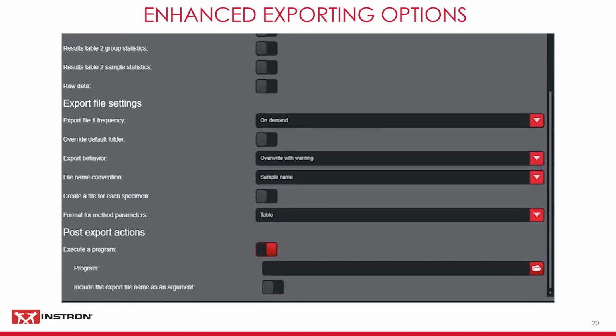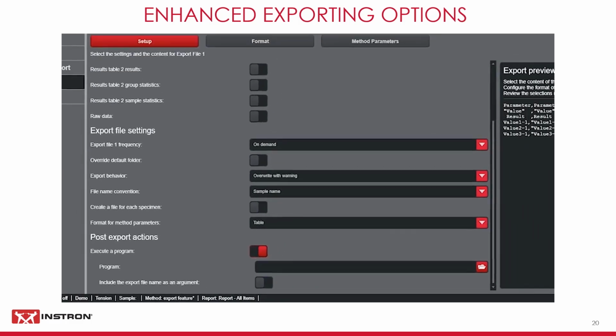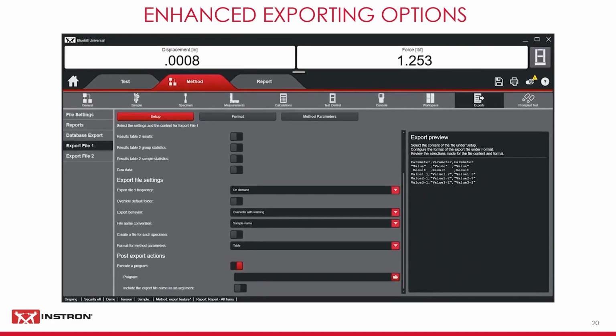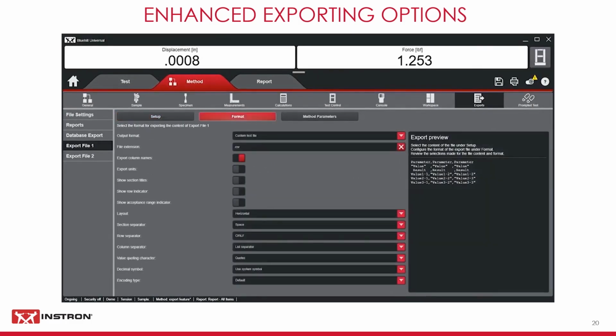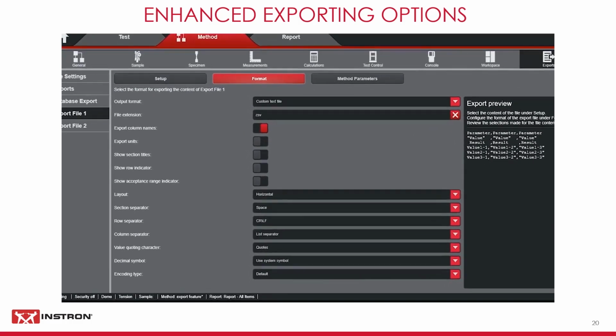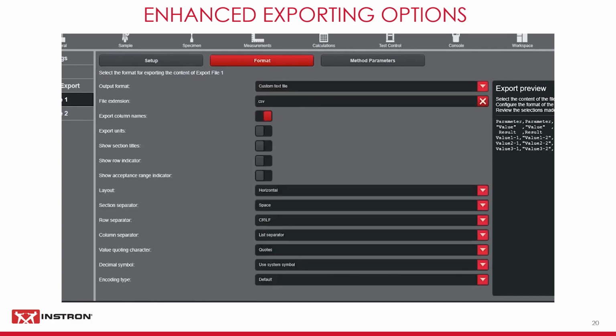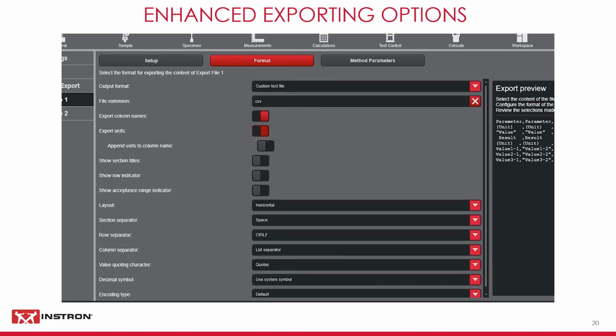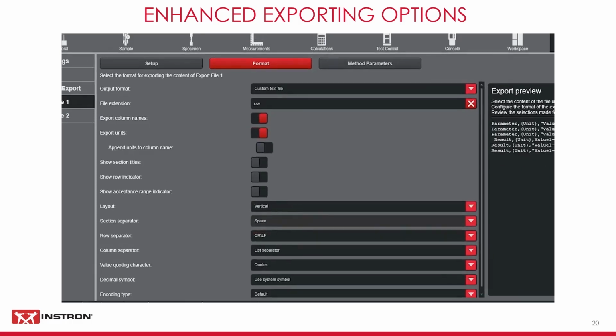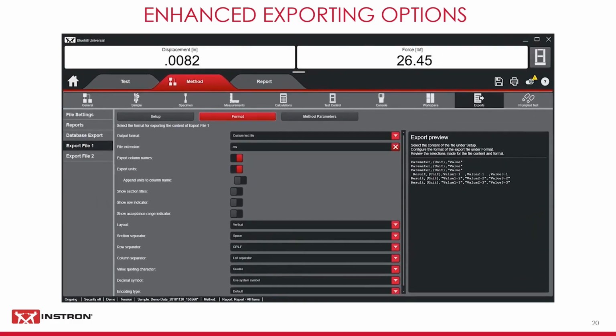Finally, Bluehill can be configured to automatically initiate an external program. This is beneficial for users who want to pull Bluehill data into their database or LIMS system. Under the Format tab, users can specify the output file format. While the default file is a CSV file, users have the ability to create a custom text file to allow for complete customization and seamless integration with a database or LIMS system.